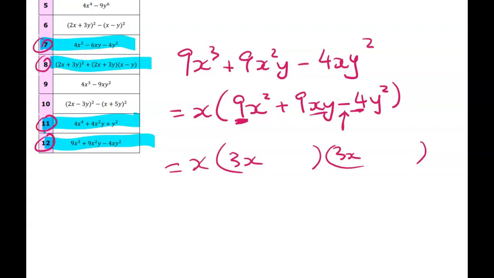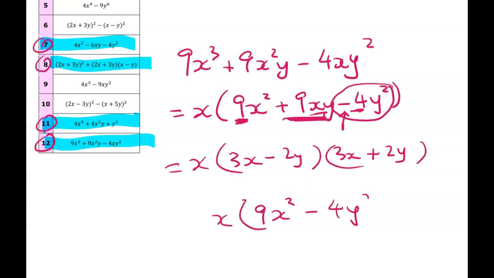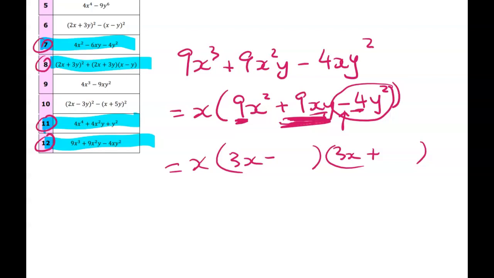I've got a minus here, so I've got to have a plus minus pattern. But if I try just doing this, plus 2y minus 2y, that's a difference of two squares. And the whole point of that is that I'm not going to have a middle term, right? So that doesn't work, because that gives me 9x squared minus 4y squared. But I don't want that, because I need a plus 9xy. So that tells me that it can't be minus 2y and plus 2y.